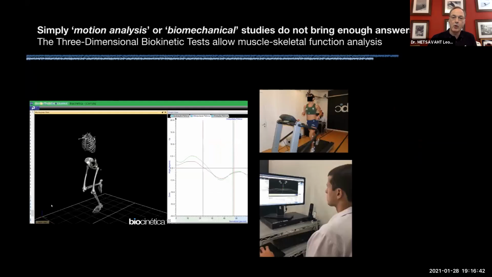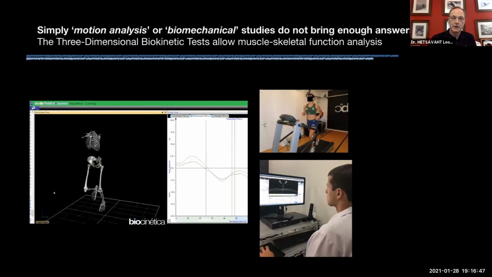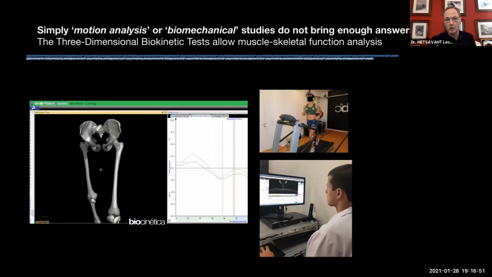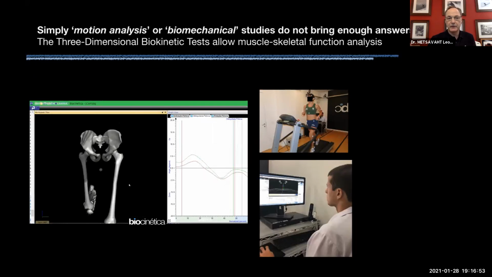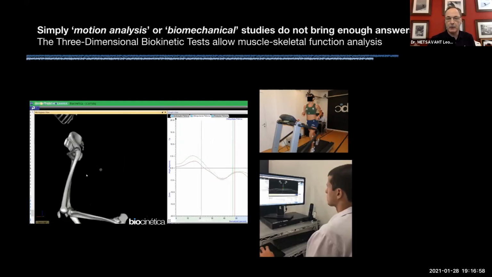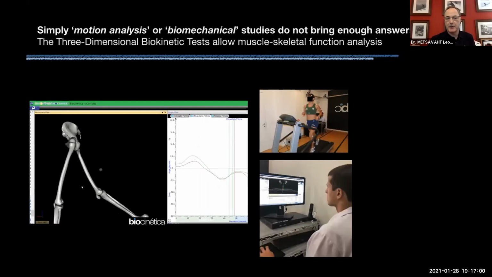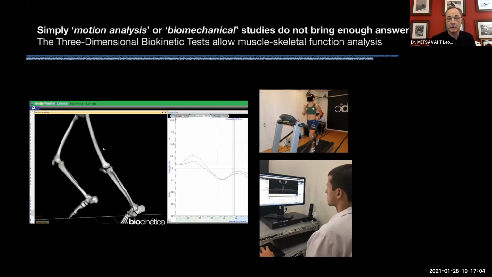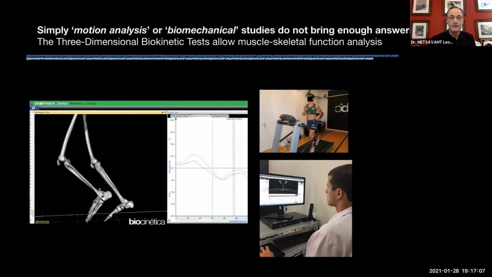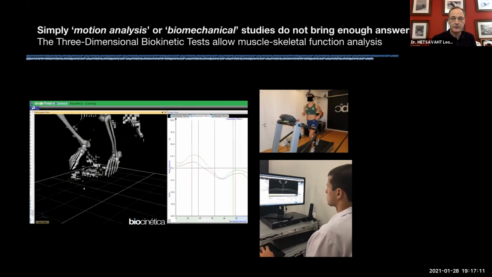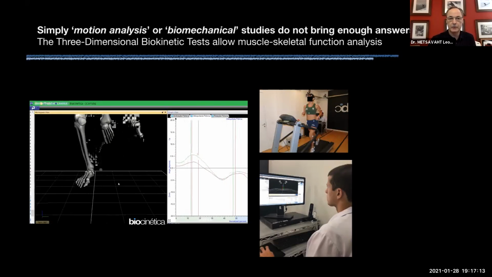And simply analyzing the motion of the human being is not enough. Because if a person has an exquisite motion, you have to understand why he has that motion. If he's limping, why he's limping. He may be limping because of restriction of range of motion in one of the joints, the hip, the knee, or the ankle. He may be limping because he has some weakness, maybe in the triceps, quadriceps, gluteus.